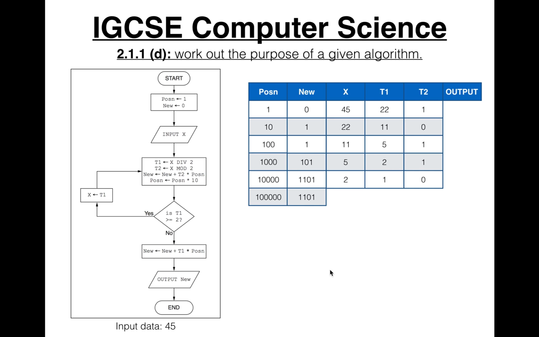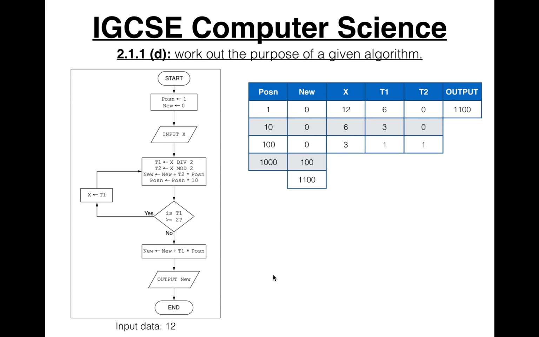And finally, T1 is not higher than or equal to 2. So new equals new plus 1 times 100,000. And that gives 101,101. So then we output that. If you still haven't figured it out, well, let's look at this.